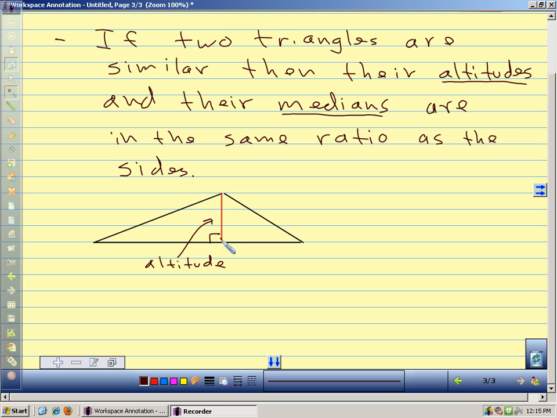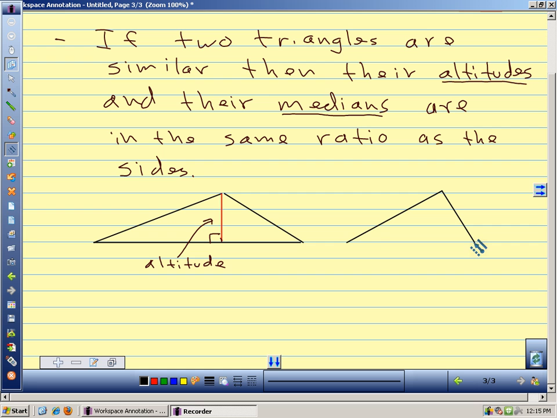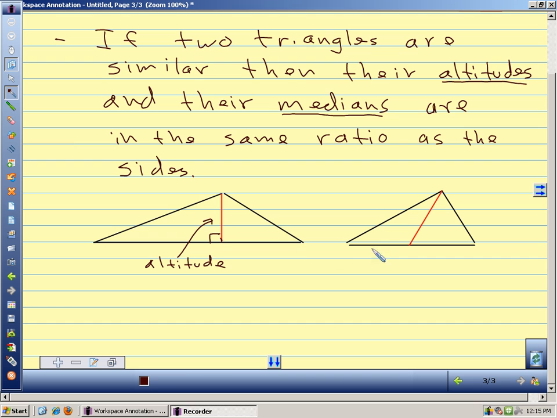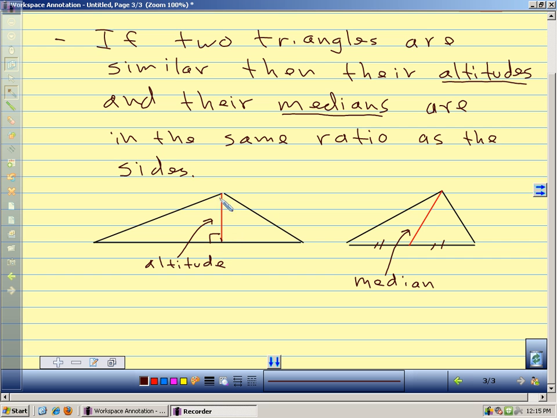This is an altitude from the vertex to the base at a 90-degree angle, and a median. The median goes from the vertex, and it cuts the opposite side in half. So this is going to be congruent. So the altitude goes from the base at a 90-degree angle to the vertex. The median goes from the middle of the base to the opposite vertex. So this is an altitude, this is a median. So let's look at some examples using altitudes and medians and similar triangles.